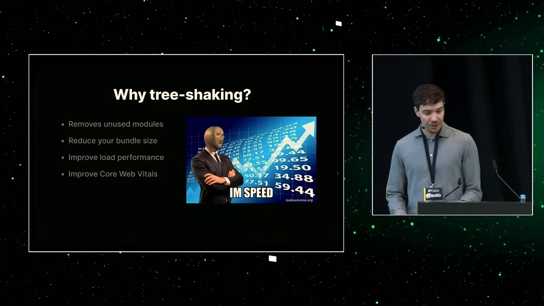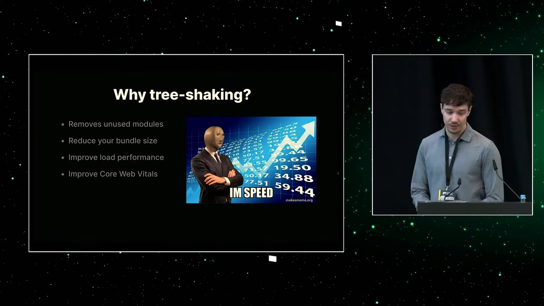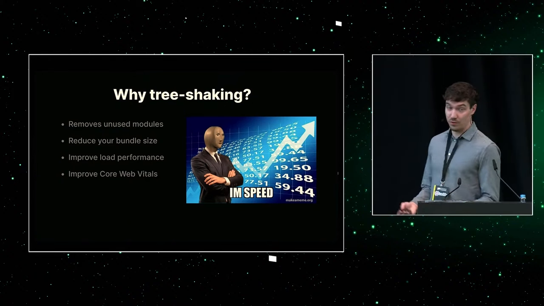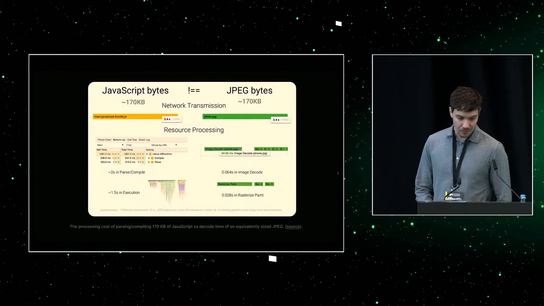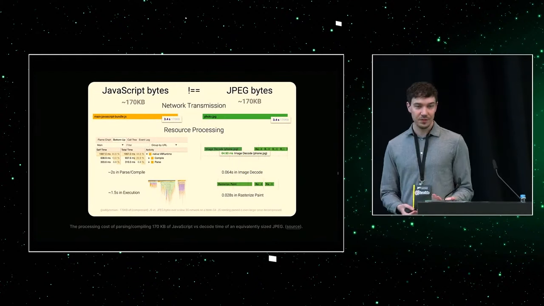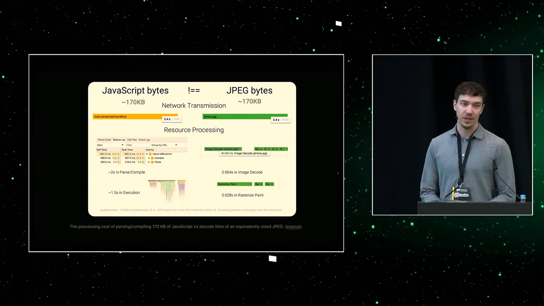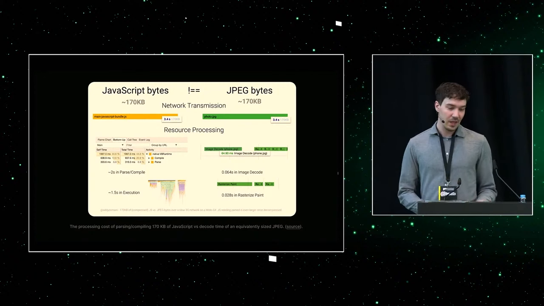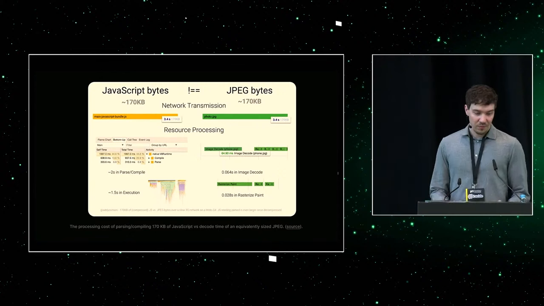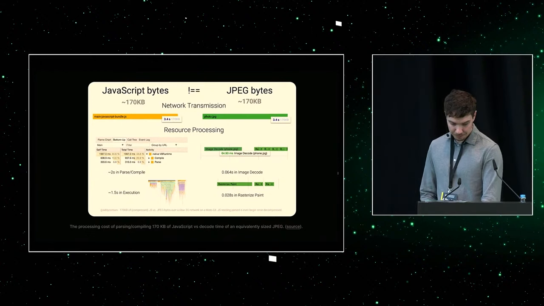So why tree shaking? It removes unused modules, and that reduces your bundle size, improves your load speed, and can help improve your Core Web Vitals as well. If we talk about load speed, loading 170 kilobytes of JavaScript is not the same as loading an image of 170 kilobytes, because script files are also compiled, parsed and executed. So reducing your bundle size also improves load speed through less compiling and parsing.